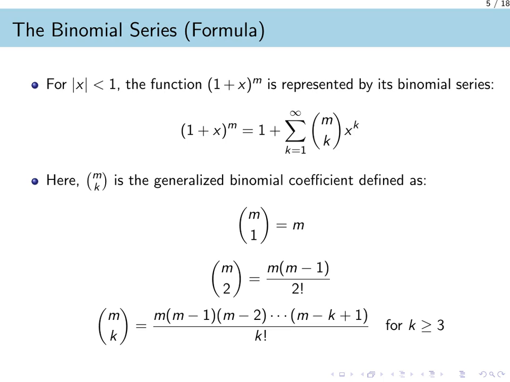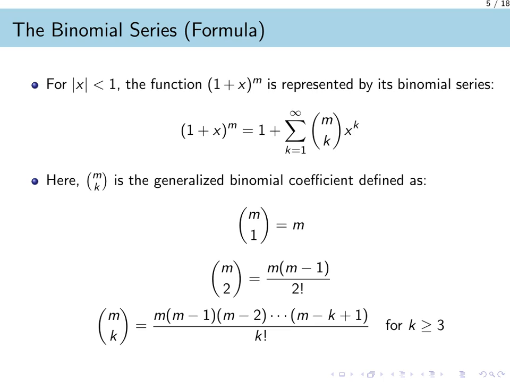Here we have the compact and powerful formula for the binomial series, which generalizes the familiar binomial theorem to work for any real exponent, m. The function, the quantity 1 plus x, raised to the power of m, can be written as 1 plus an infinite sum. The sum runs from k equals 1 to infinity, where each term consists of a special coefficient multiplied by x to the power of k. This coefficient, denoted as m over k in parentheses, is called the generalized binomial coefficient.